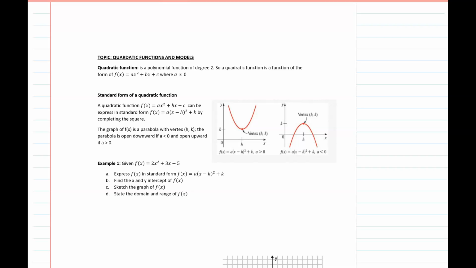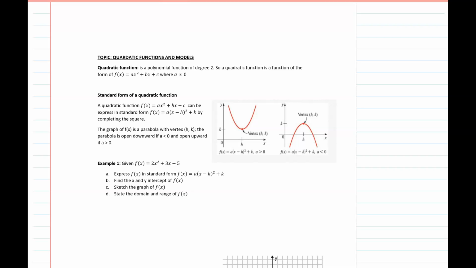The graph of f of x is the parabola with h, k as the vertex. The parabola is open downward if a is less than 0 and open upward if a is greater than 0. Let's take a look at our first example. Given f of x equal 2x squared plus 3x minus 5, express f of x in standard form.